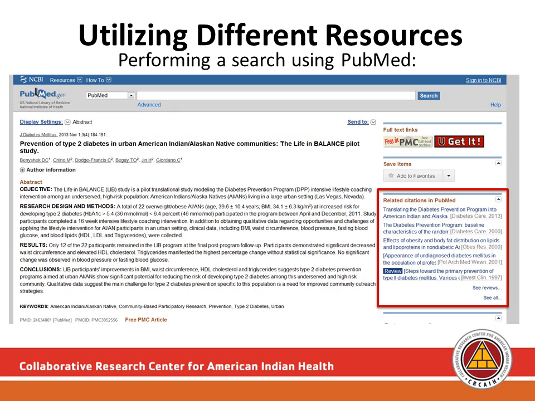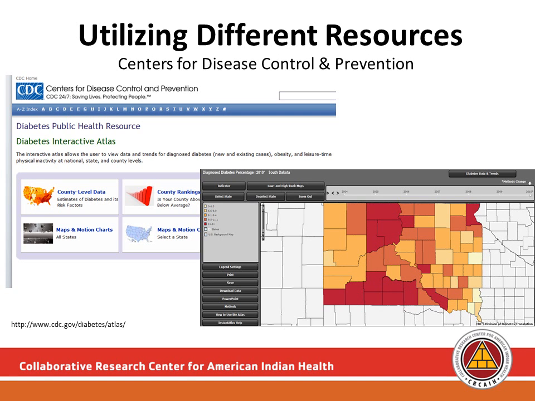Below this section is an area called Related Citations in PubMed. This is a great shortcut to articles similar and related to the one you are currently viewing. I also want to mention a couple more resources that you should use outside of PubMed and other publication search engines. The Centers for Disease Control and Prevention also provide valuable resources, including data and statistics on specific health topics.